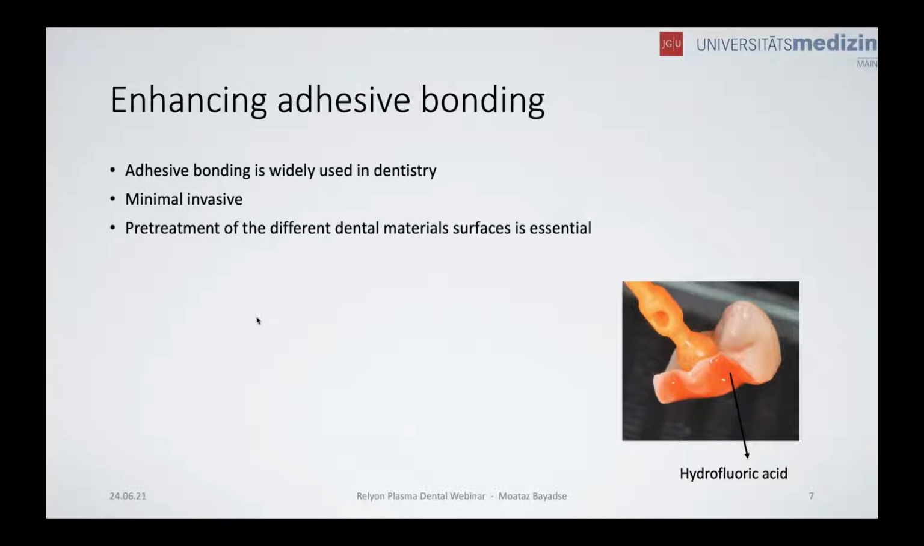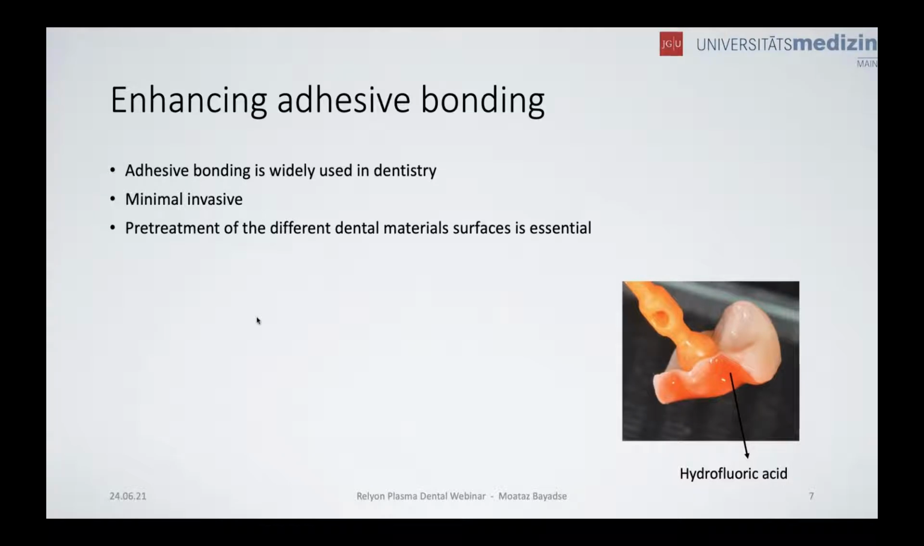Sandblasting and hydrofluoric acid are the main pre-treatment options, but unfortunately with a couple of disadvantages. For example, sandblasting can cause micro cracks in the restoration, which can affect the stability of the restoration. Hydrofluoric acid is a very dangerous acid, and we would be very happy if we didn't have to use it anymore. So an alternative method to improve adhesive bonding is very desirable.